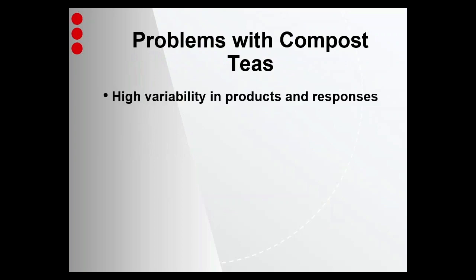So there are problems with using compost teas. There's a lot of variability in products and responses. Just like there's no one compost tea, there's no one compost. Every compost is a little bit different. So every tea that you make with compost is going to be a little bit different too. Responses by plants and pathogens are also variable.